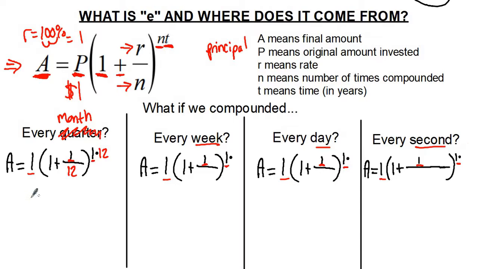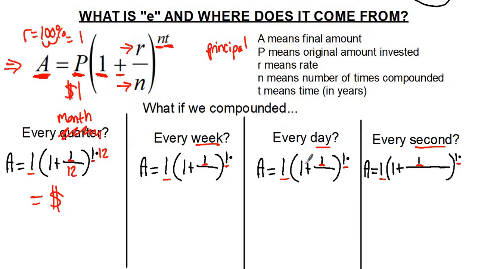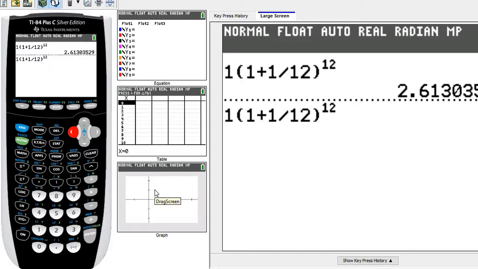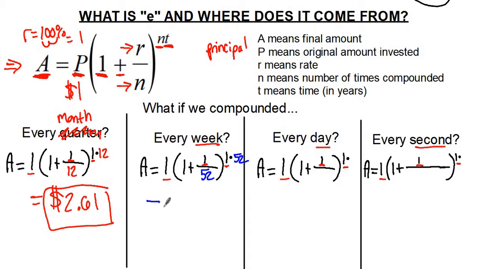Alright, so let's calculate how much money we would have if we compounded our $1 12 times a year, so once a month. I've already done that for us. If you plug that in, we get $2.61 approximately. So $2.61, that's if we compounded every month. If we did it every week, well, there are 52 weeks in a year, so now we're going to put a 52 there instead of a 12, because we're compounding it every week now. So let me change that to a 52, and we'll change that to a 52 and press enter, and you can see now we get $2.69.